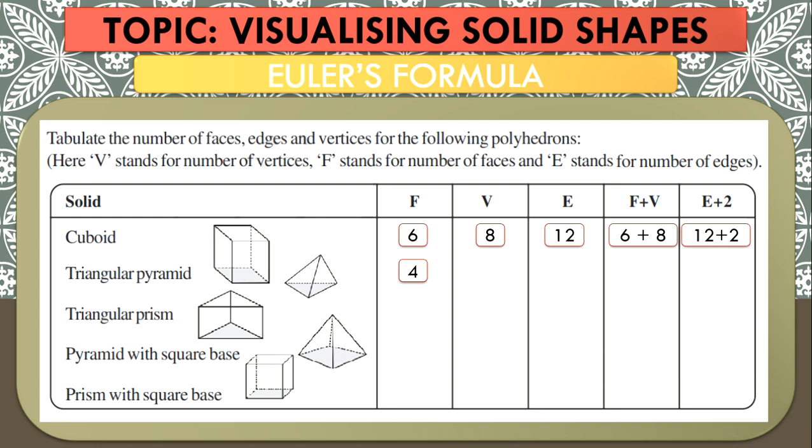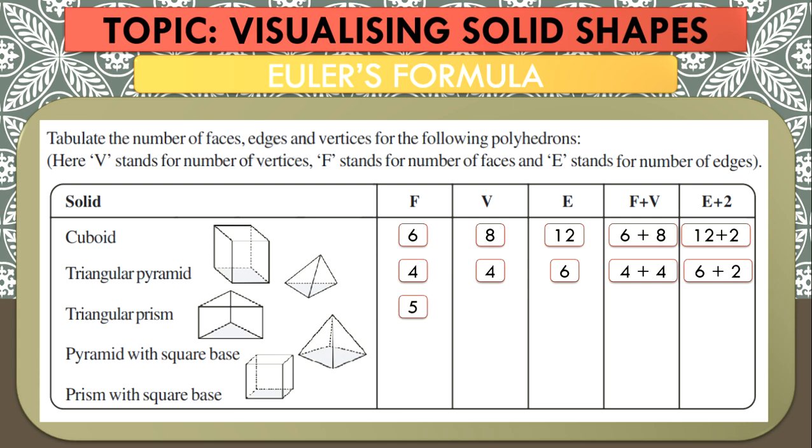Now let us see a triangular pyramid. Number of faces is 4. Number of vertices is also 4 and number of edges is 6. So f plus v is 4 plus 4 and e plus 2 is 6 plus 2.